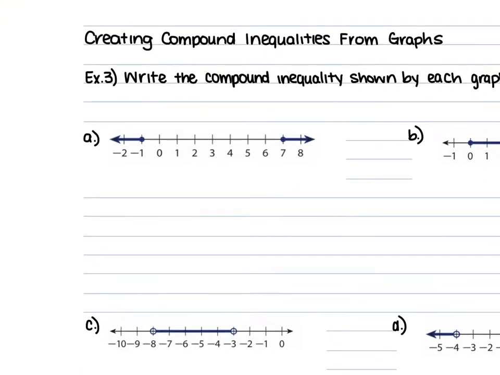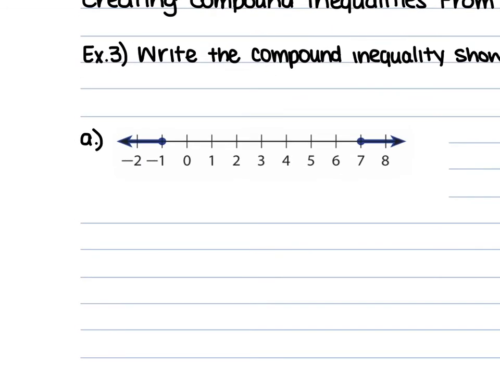For our next set of examples, we are writing compound inequalities from each graph. So if we look at example A, this -1 has a closed circle on it, so it's going to be equal to. The sign points to the left, so our inequality sign is going to point to the left, and we're just going to add an x in there.